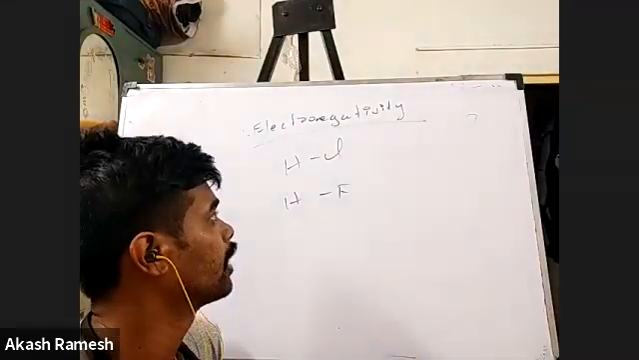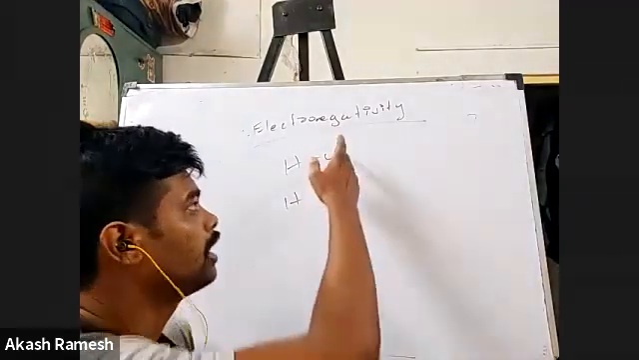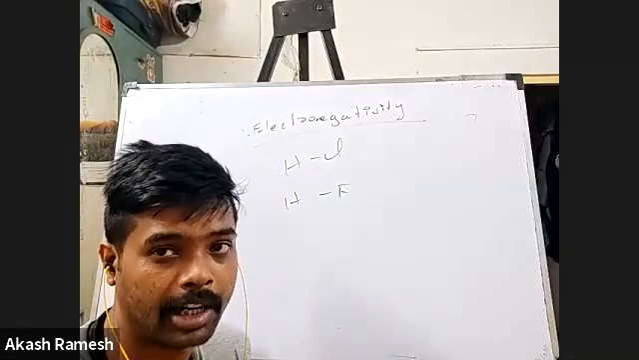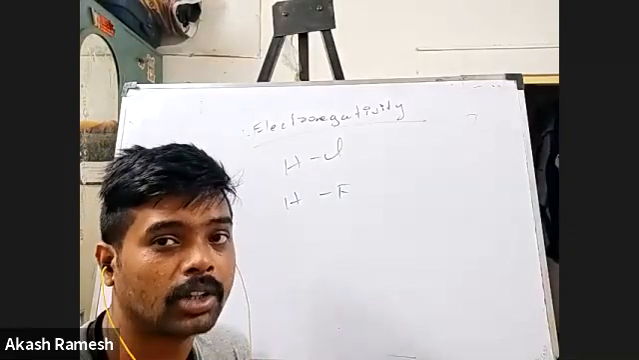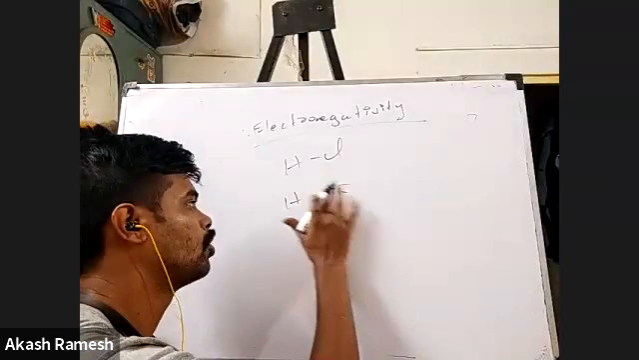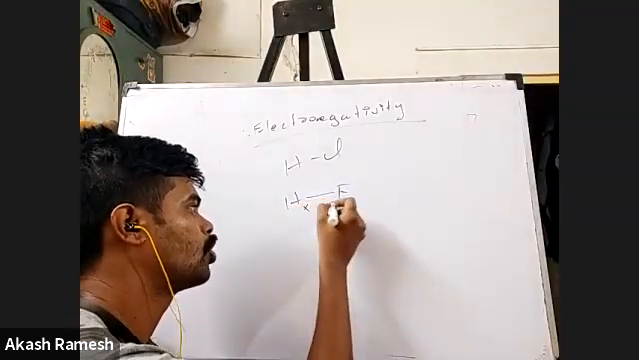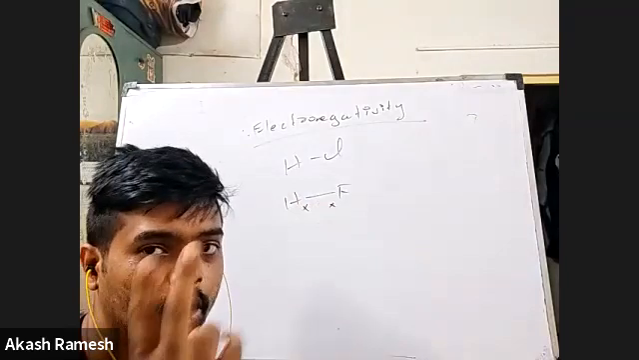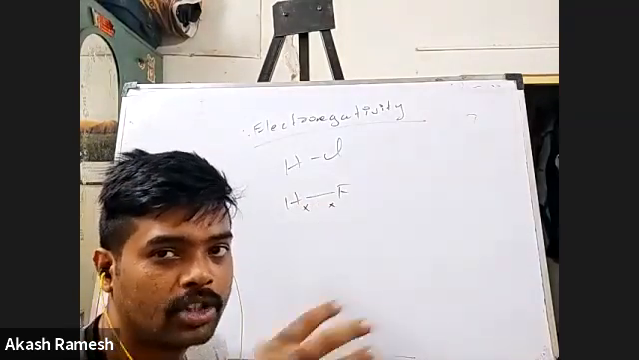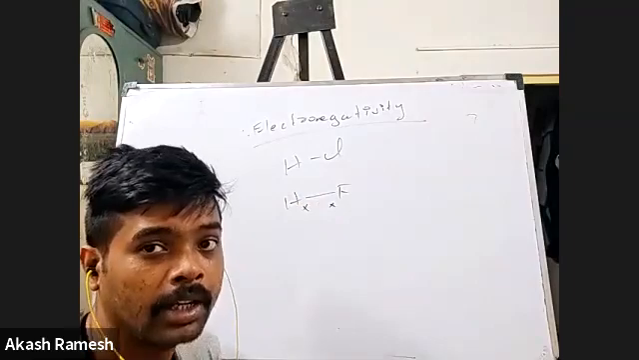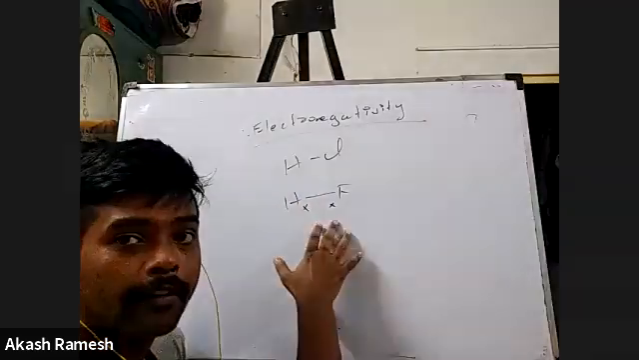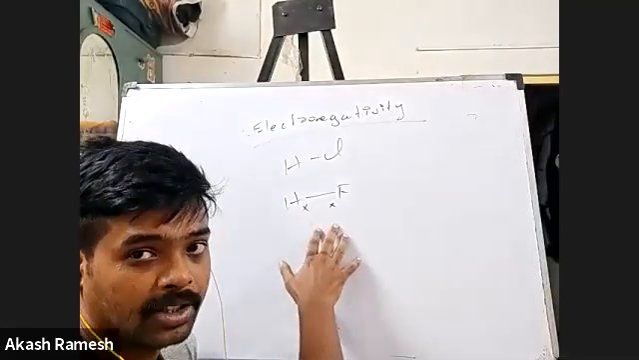Chlorine and fluorine are highly electronegative; fluorine is the most electronegative element in the periodic table, isn't it? Right. So now what is going to happen? Now you already know in a covalent bond there are two electrons shared, one from hydrogen, one from fluorine, right? So where exactly are these electrons going to be present?